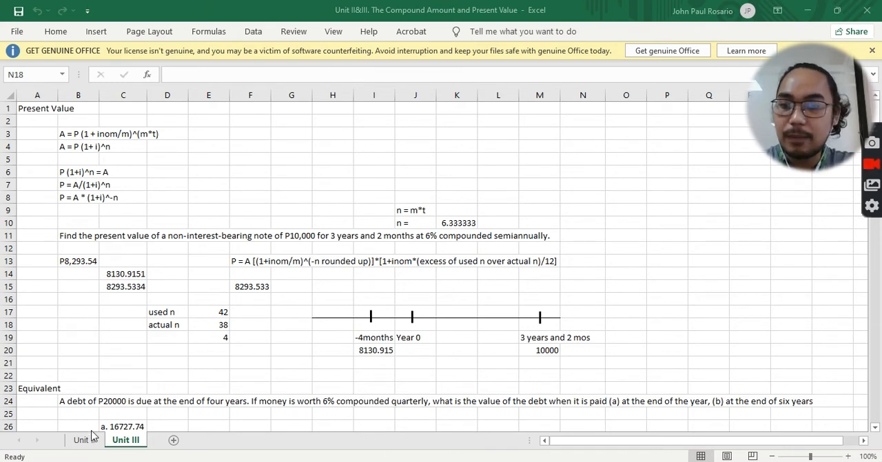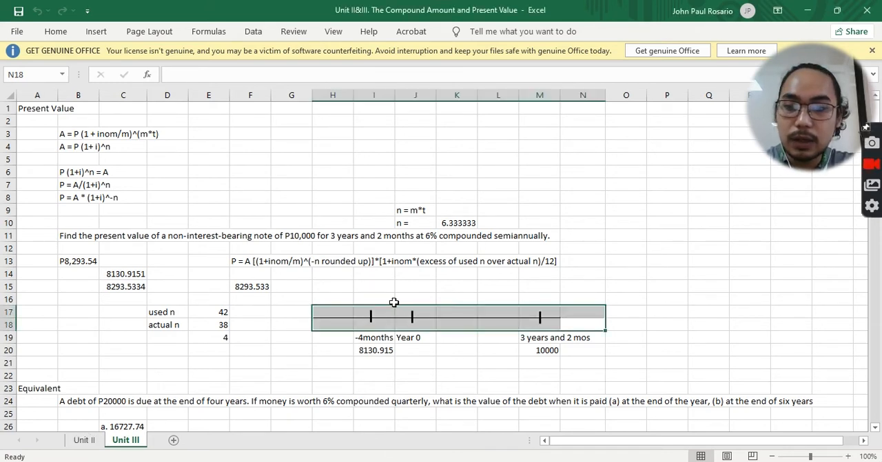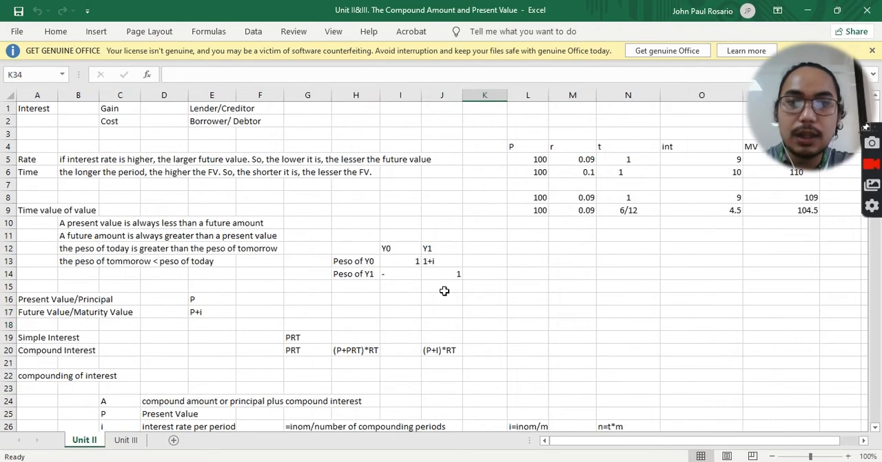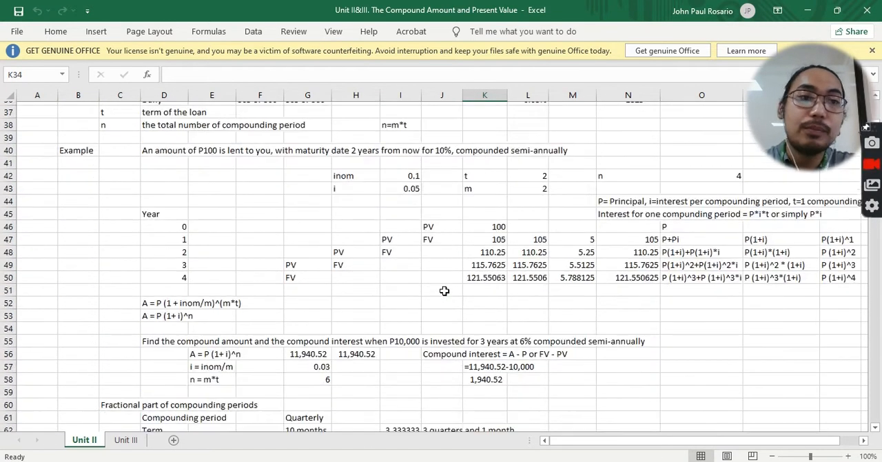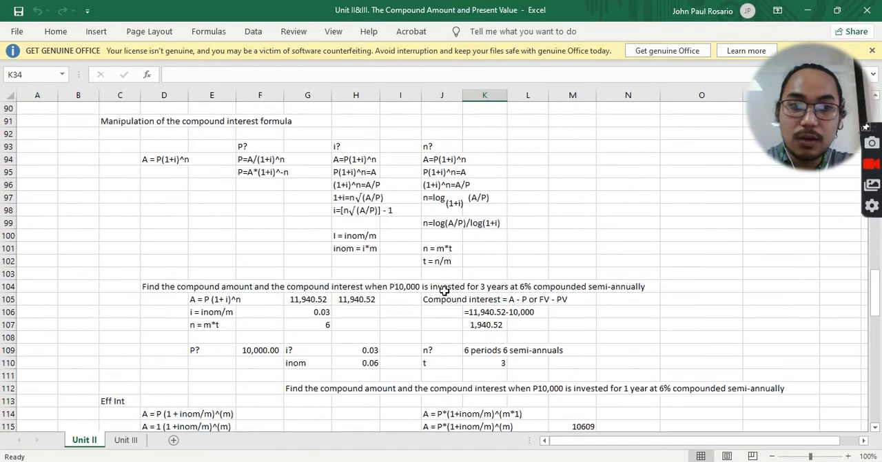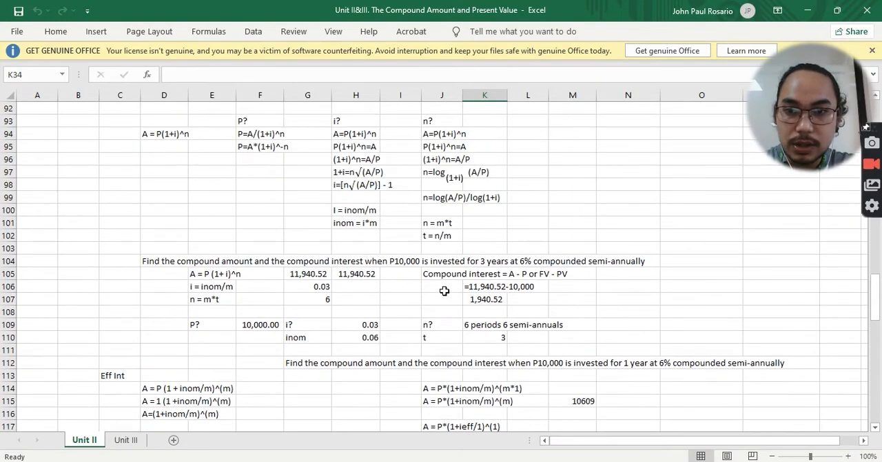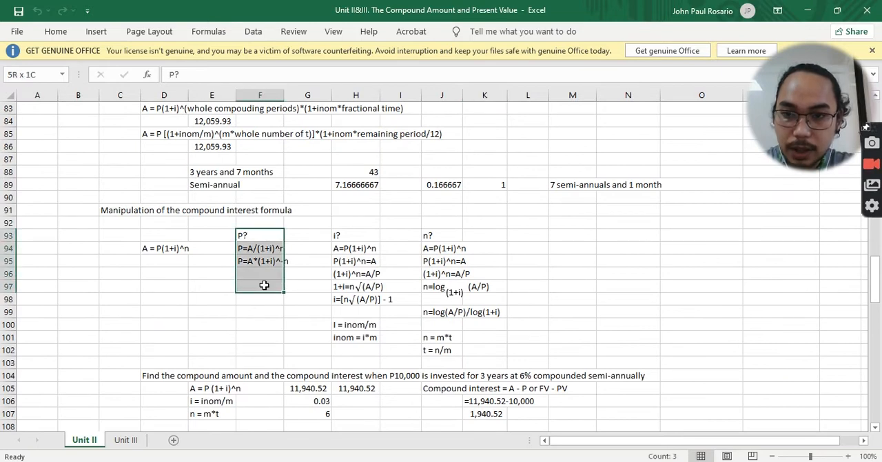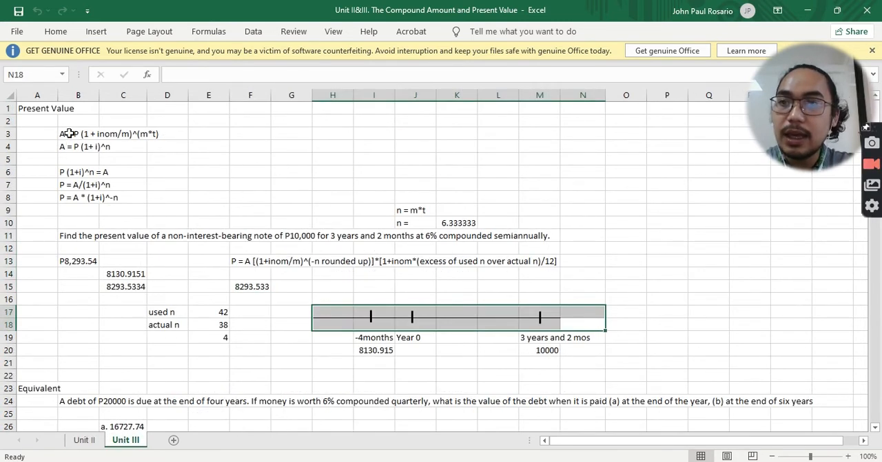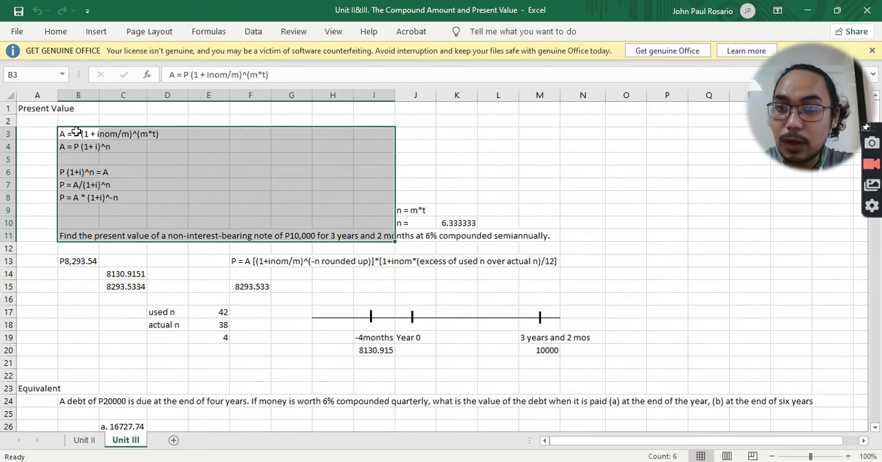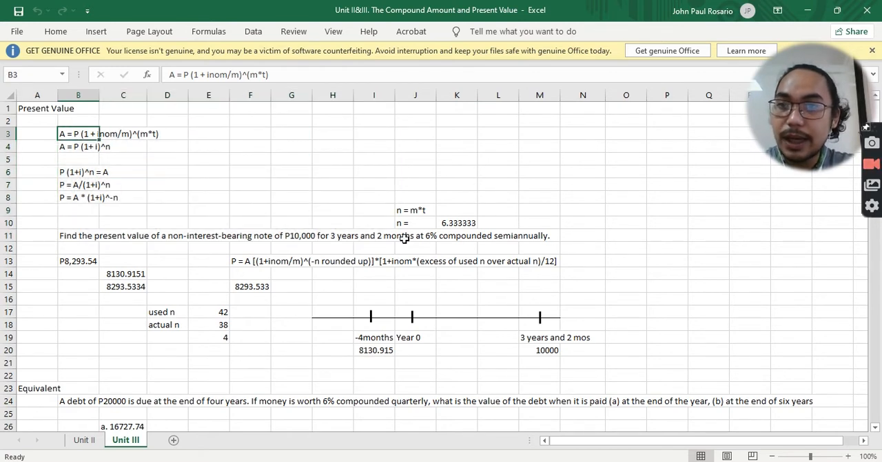So if I may just guide you back, in our Unit 2 we have discussed how to solve for problems when the present value is unknown and the compound amount is known. So this is this part. So just a simple recall on the formula for present value. So A is equal to, this is the formula for the compound amount. So A is 1 plus i(nom) over m raised to the power of mt, or A is equal to P times 1 plus i raised to the power of n.